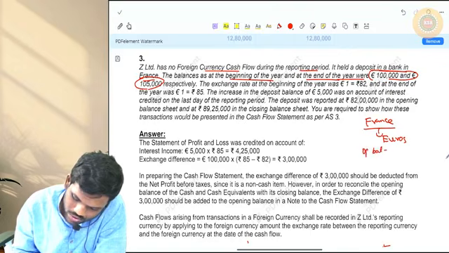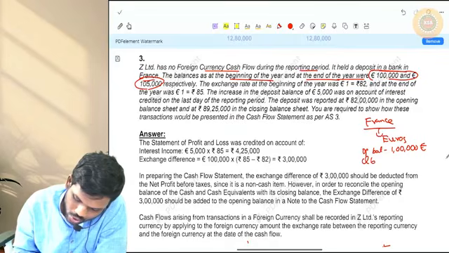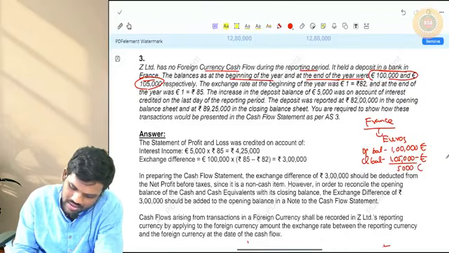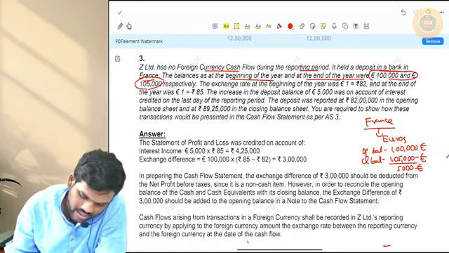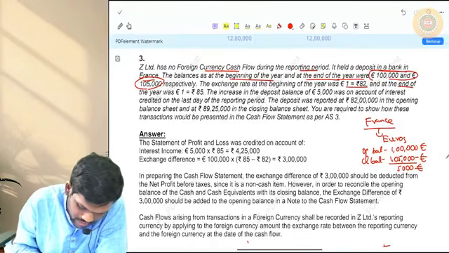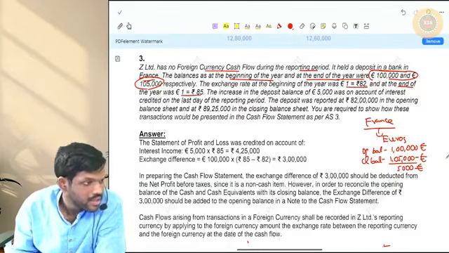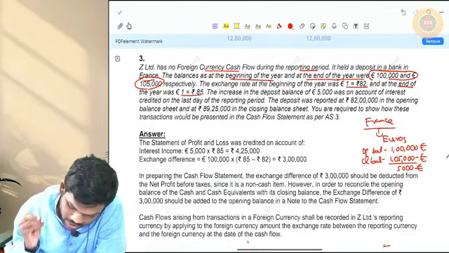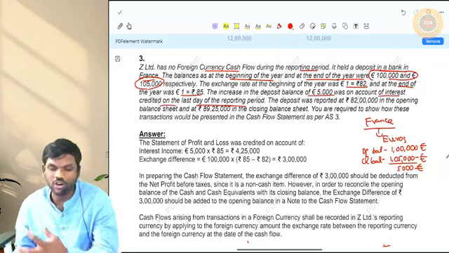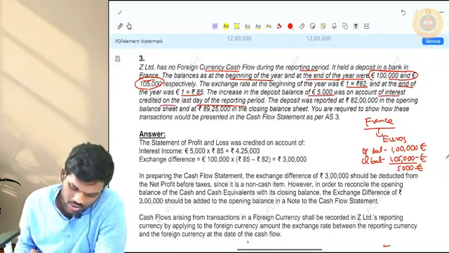Opening balance was 1 lakh euros and closing balance was 1,05,000 euros. So that means 5,000 euros this year this guy has received, sir. Yes. The exchange rate at the beginning of the year is 82 and the exchange rate at the end of the year is 85. The increase in the deposit balance of 5,000 is on account of interest received on this deposit. So whatever deposit we had, we received interest on that.